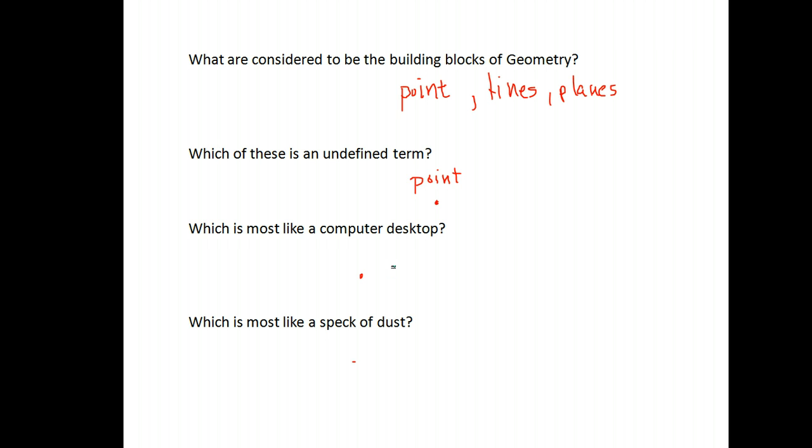Which of them is most like a computer desktop? So the top of your computer desk, would that be a point, line, or plane? It is a flat surface, so that would be most like a plane. And finally, which is the most like a speck of dust? Well, a speck of anything is most like a point. Okay, so you will be asked questions similar to these about points, lines, and planes, how to represent them, and yes, they are our building blocks of geometry.